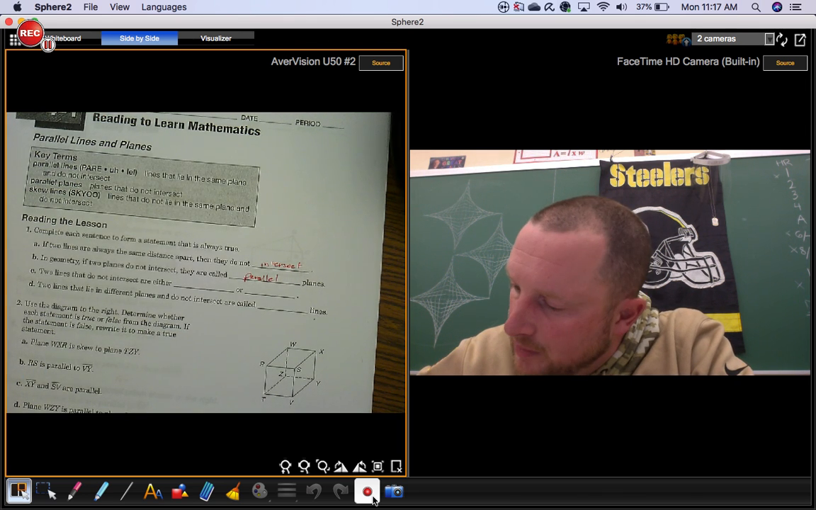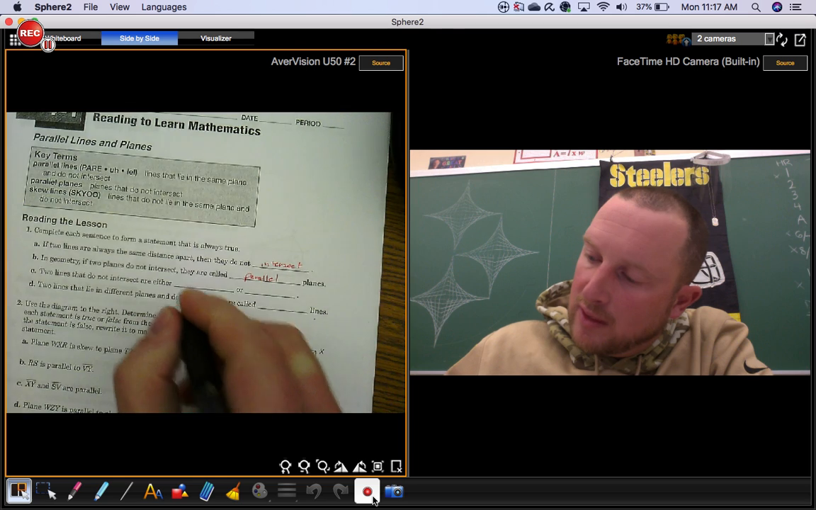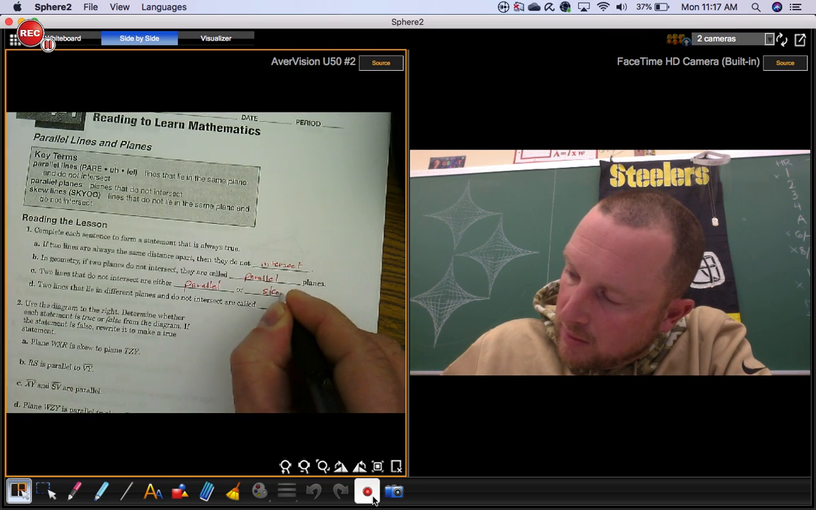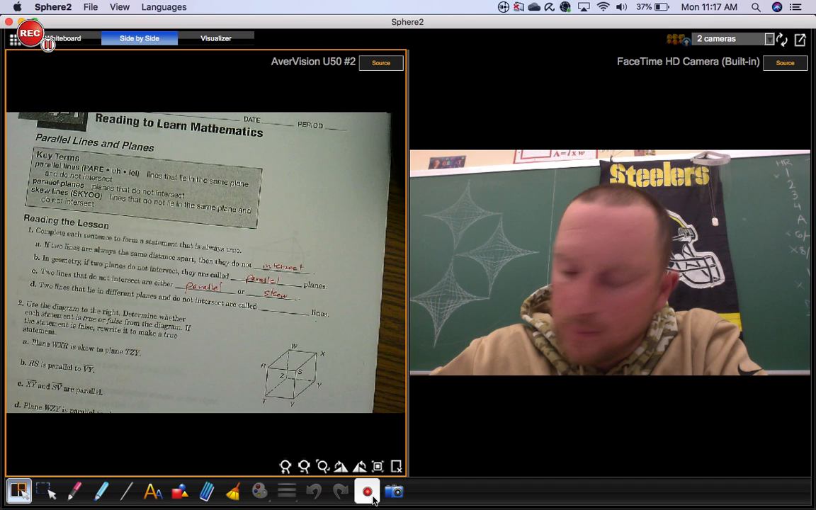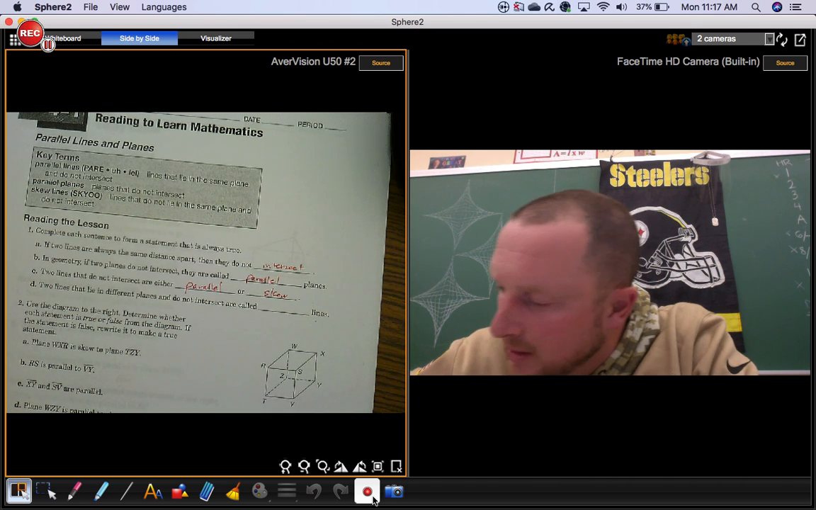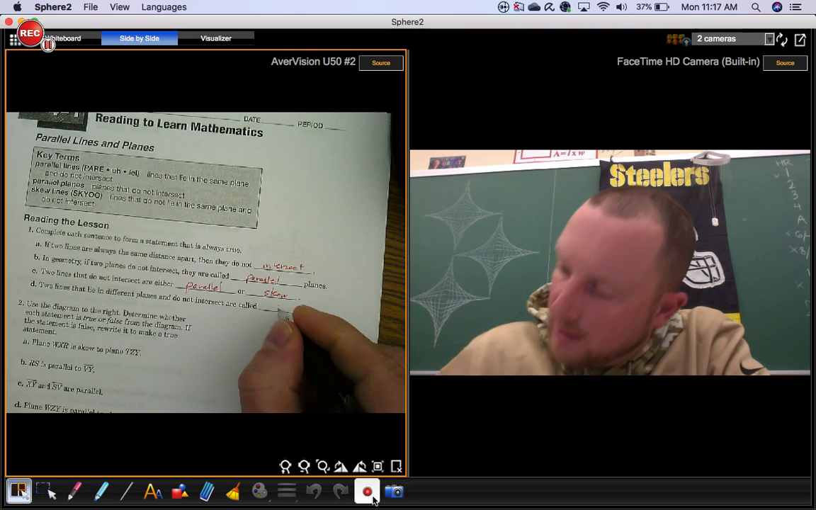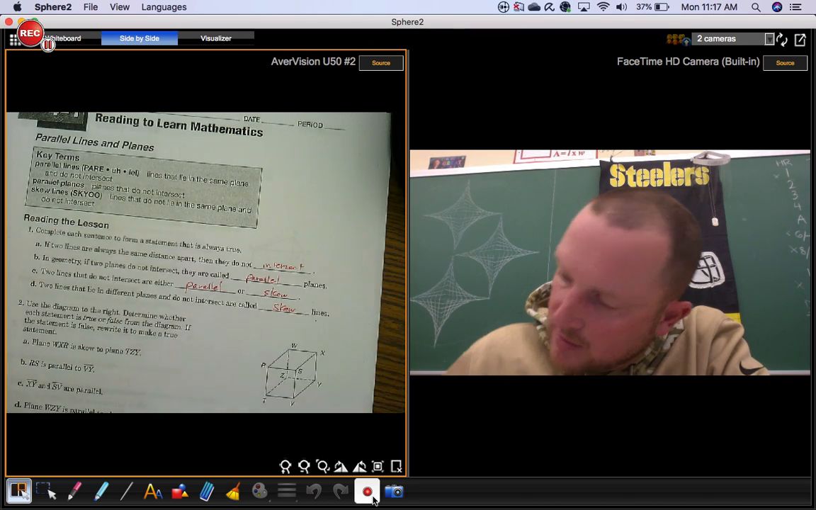Part C. Two lines that do not intersect are either parallel or skew. Part D. Two lines that lie in different planes and do not intersect are called skew lines.